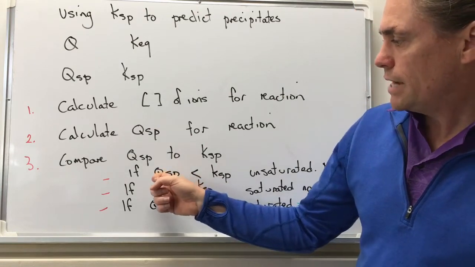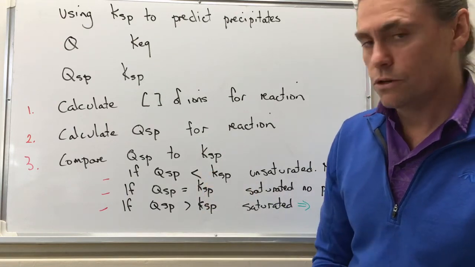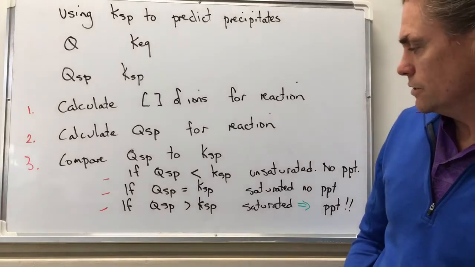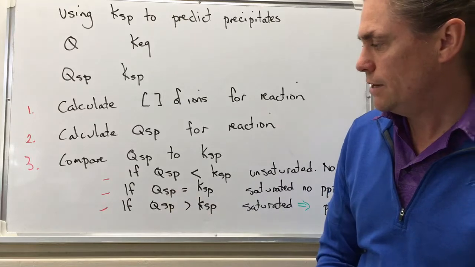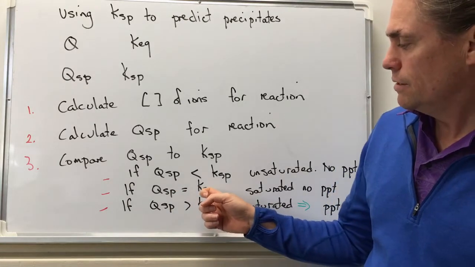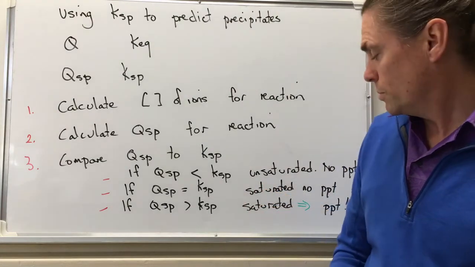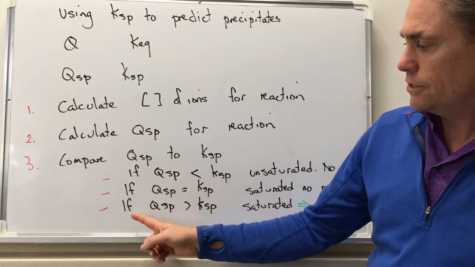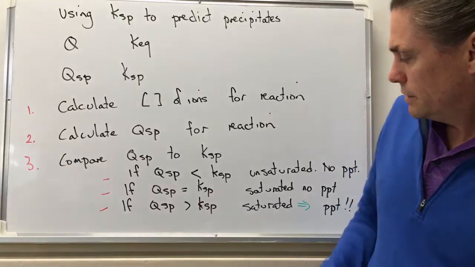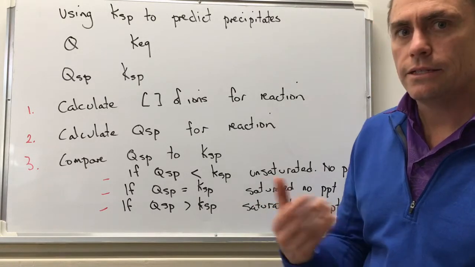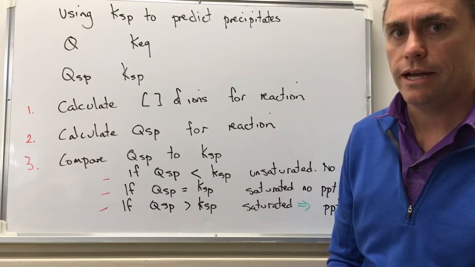If our reaction quotient for our solubility product is less than our solubility product constant, then we'll have an unsaturated solution and no precipitate will form. If our reaction quotient is equal to our solubility product constant, the solution will be saturated, but once again we won't form a precipitate. And our last condition, if our reaction quotient is larger than our solubility product, it means that we're going to get a saturated solution and it's saturated with excess, so we'll actually form a precipitate in that particular reaction.